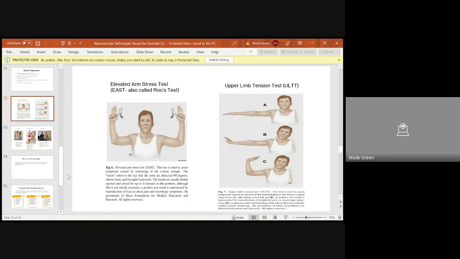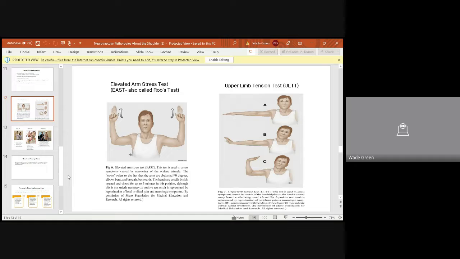This is where the patient will lift their hands and kind of wave. They're going to do this for approximately 3 minutes. What we're looking for here is reproduction of symptoms, numbness, tingling, or pain with the arms in this position.